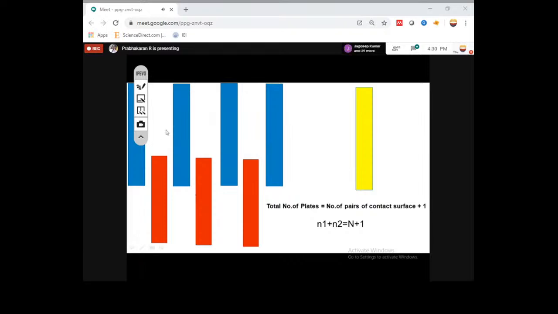So here the number of plates: 1, 2, 3, 4 on the driving side, 1, 2, 3 on the driven side. So 4 plus 3 is 7 plates, but the contacts are: here is one contact, this is contact area 1, 2, 3, 4, 5, 6. Just consolidate 7 and 6, so you get one formula: number of plates equals number of pairs of contact surfaces plus 1. The number of plates is 7, contact surfaces 6. So how do we get 7? 6 plus 1. From that I can attain the formula.